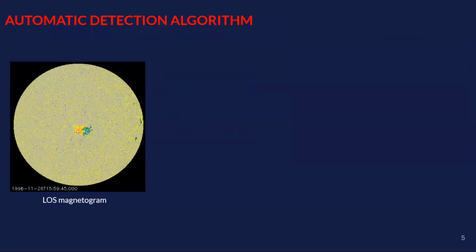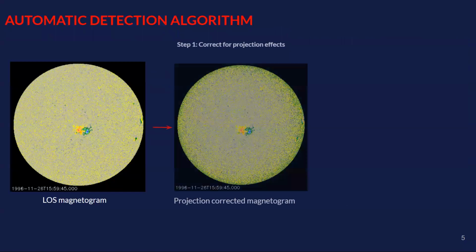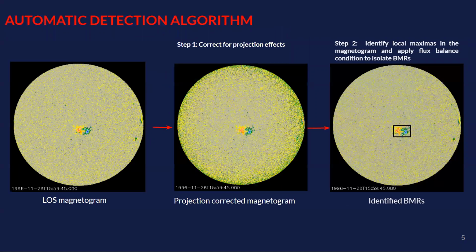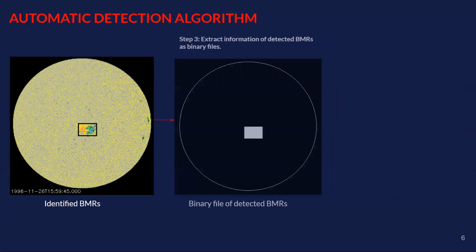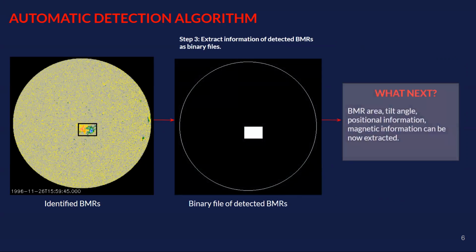Now, getting right into the detection algorithm. Once you have a line of sight magnetogram, the first step is to correct for the projection effects. Once that is done, you are basically looking for local maxima in the magnetograms. This will serve as our region of interest. Now we apply a flux balance condition to our region of interest to filter out bipolar magnetic regions. Once that is done, you can store the information in a binary file and extract morphological, magnetic, and positional information of the BMR. Now we are ready for tracking the identified BMRs.